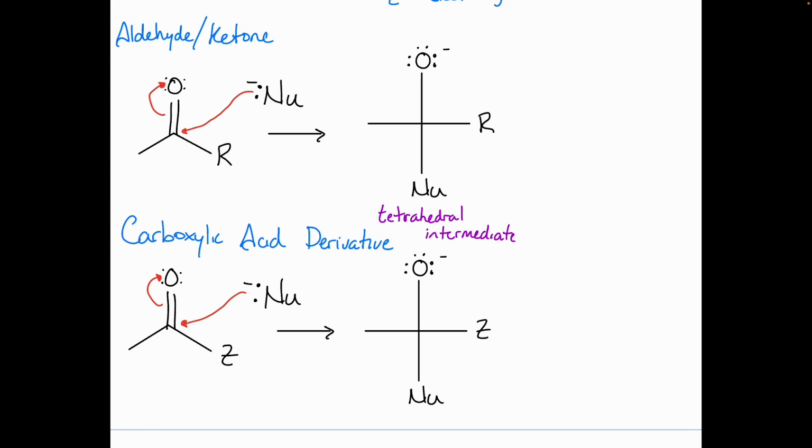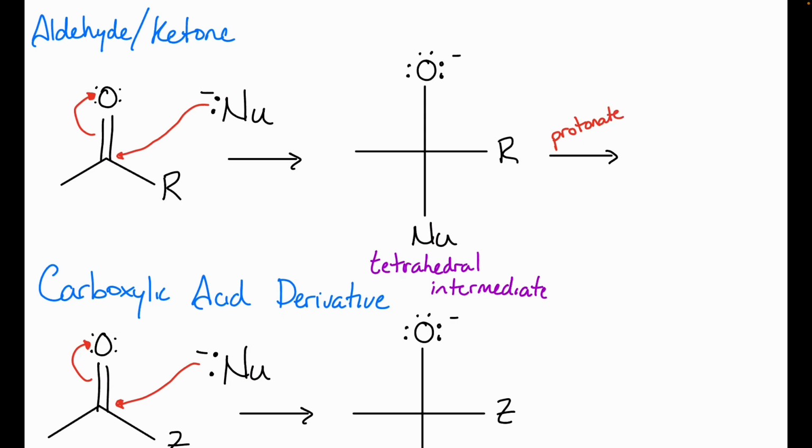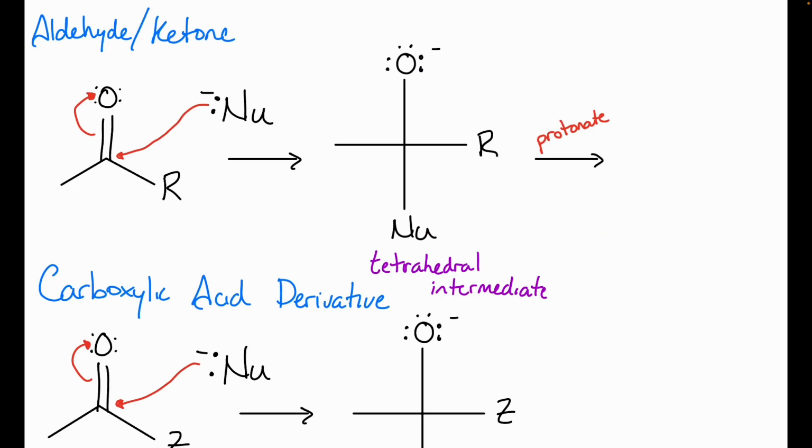For our aldehyde and ketone, at this point it's stuck, all right? The only thing that we can do from here is to protonate, and depending on our reaction, sometimes we have clever things that we use to protonate, sometimes it's just water or acid, but the bottom line is at our tetrahedral intermediate for aldehydes and ketones, we're stuck. And the only thing that we can do is protonate to create an alcohol group, right? And so this was this common reaction that we saw over and over again with aldehydes and ketones, what we called nucleophilic addition reactions, where we're adding that nucleophile to our carbonyl carbon.